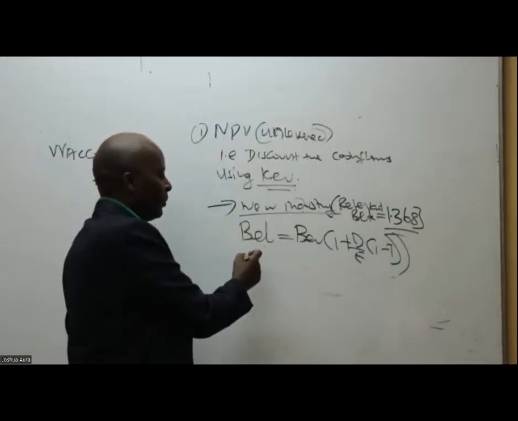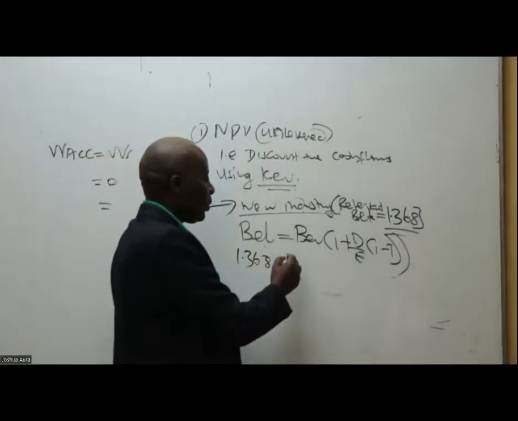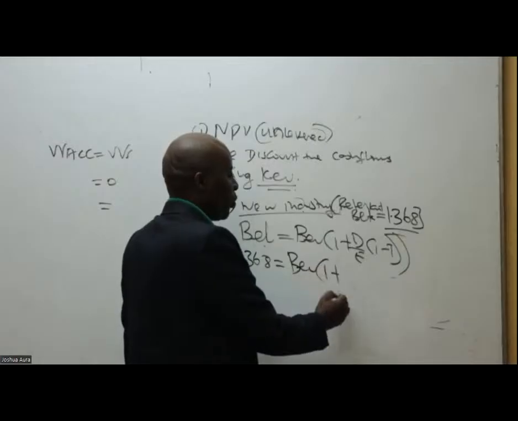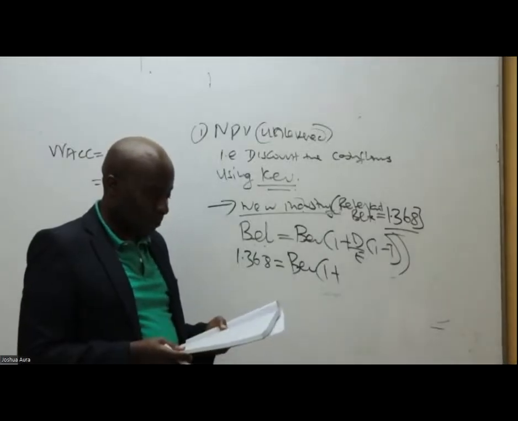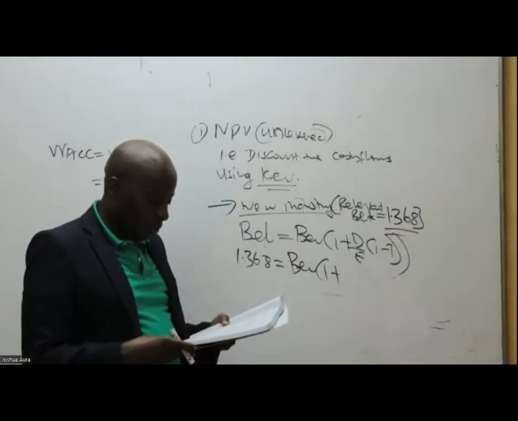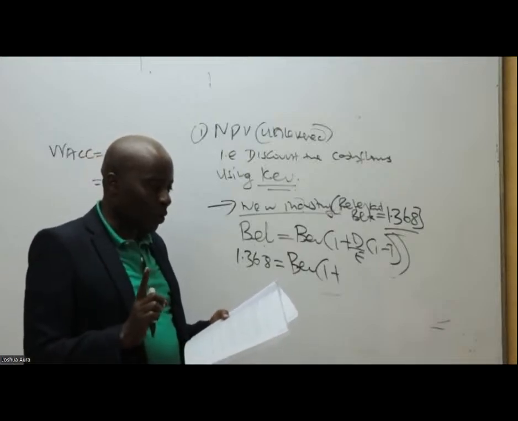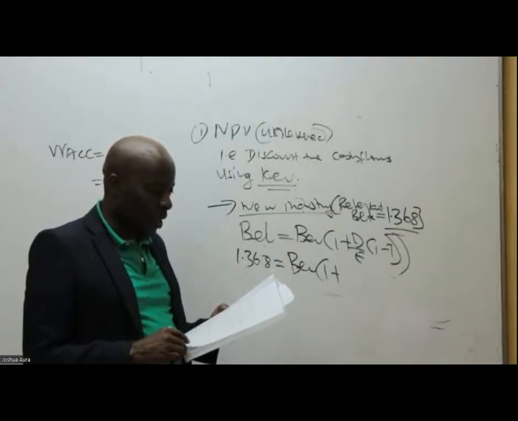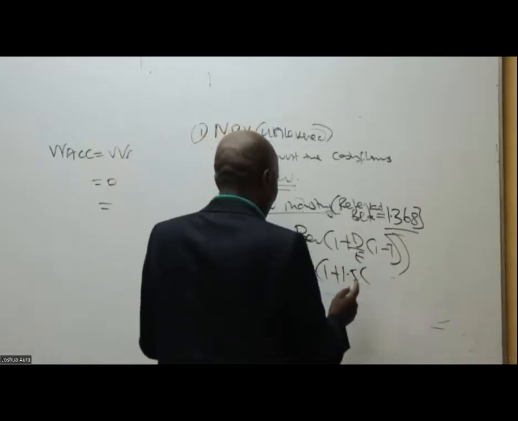We already have the beta, which is 1.368, which equals the beta that we are looking for, times 1 plus the debt to equity ratio of the new industry. Is anybody able to see the debt to equity ratio of the new industry? All right, they're telling me it's 1.5. Thank you, 1.5. So what is the tax rate?